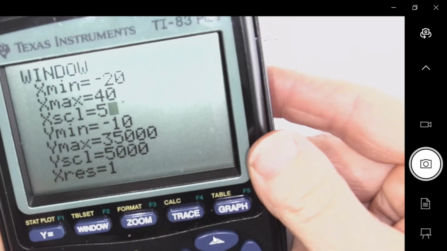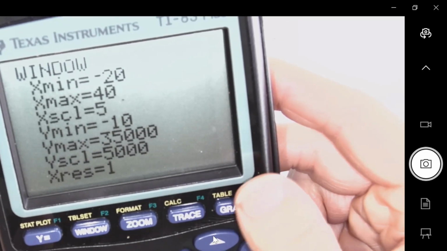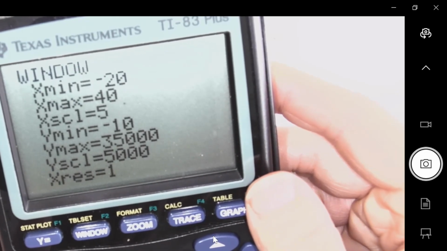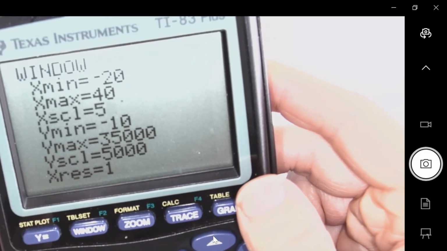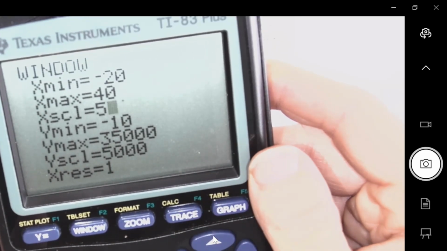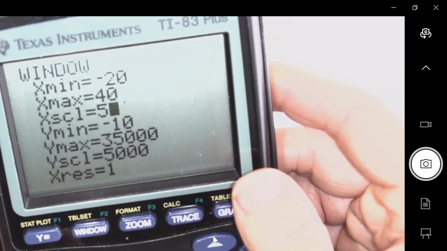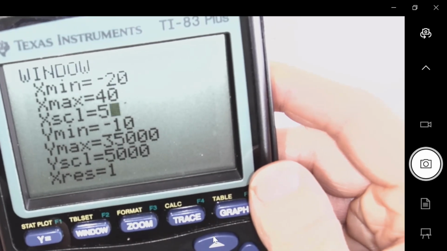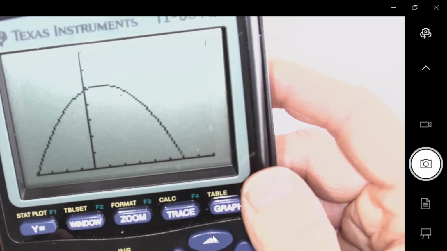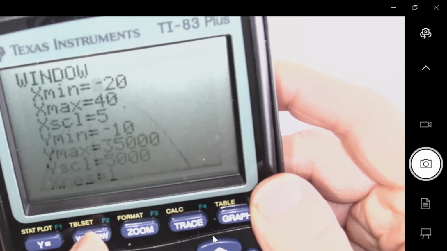Okay, here's my window. Check it out. Negative 20 to 40, and I jumped by 5s. And then on the Y, I went from negative 10 to 35, 3 zeros, 1,000, and I jumped by 5,000s. Okay, the last one, is it just a 1? I've never changed it in my whole life. Oh, okay, never mind. Cool, got it. Okay. We like this? Good enough.